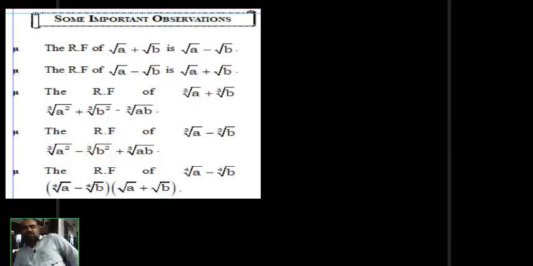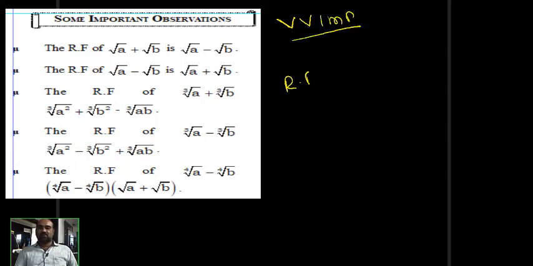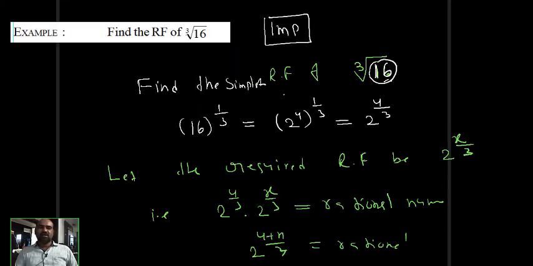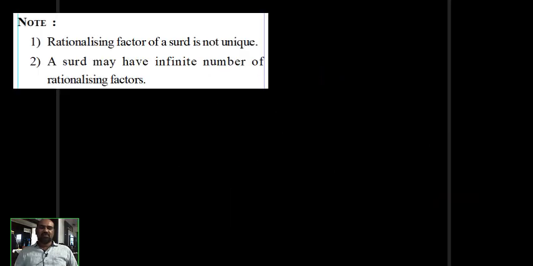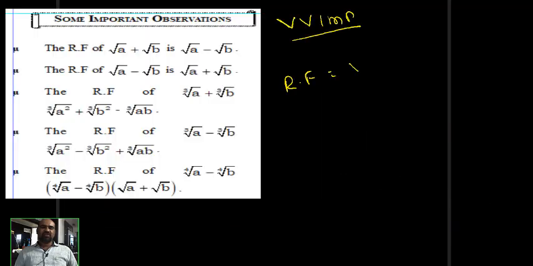Yeah, another important result, students, very important. What I explained is for finding the RF of only monomial surds. The concept is totally for monomial surds here. If a binomial surd is given, how to find the RF, that is very important and difficult. If the surd is binomial, okay, manageable. If the surd is trinomial, it is very difficult to find its RF.